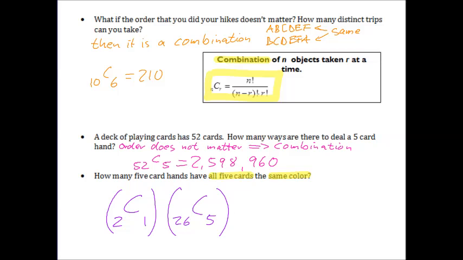How many choices do we have to pick a color out of 2? That is 2 choices. And then we have 65,780 possibilities to get a hand of 5 cards dealt. That means in total 131,560 different hands that are all the same color.